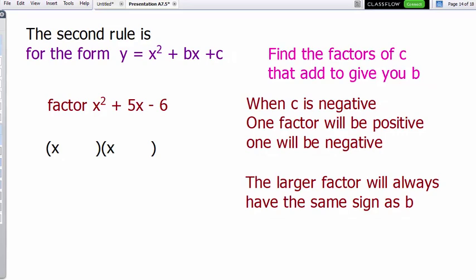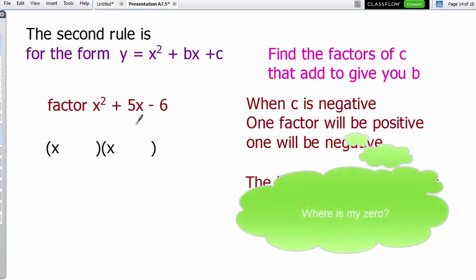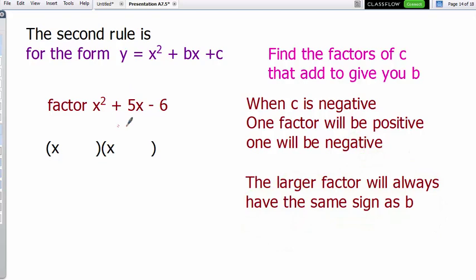Our second rule is when c is negative. So when c is negative, one factor ends up positive and one will be negative because negative times positive gets me negative. The way that I decide which one is going to be positive is looking at b. If b is positive, that means my larger factor has to be positive. If b were negative, my larger factor would be negative.